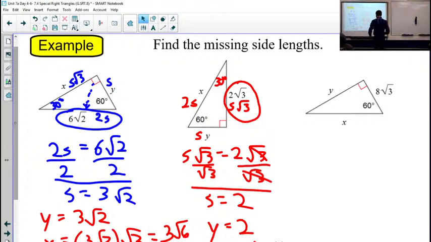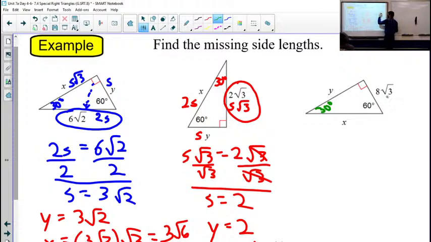All right. Let's see how we did in labeling these. Short leg should be opposite the 30. So here's my 30. Across from it, here's S. Here's my hypotenuse that's across from the right angle. This should be 2S. Here's the 60. Across from it should be my long leg, S square root of 3.